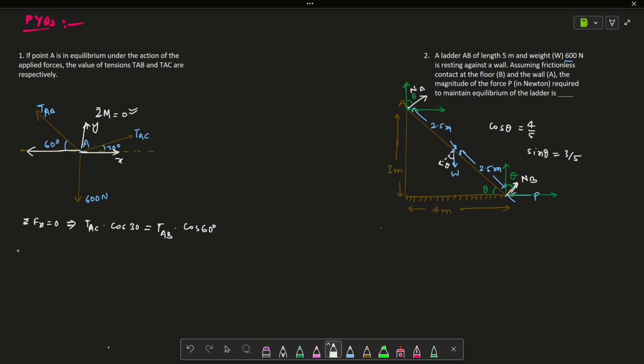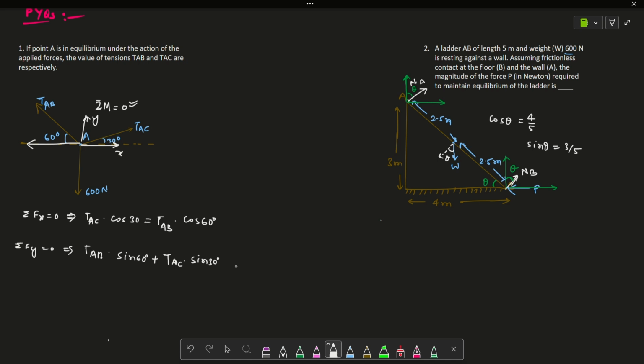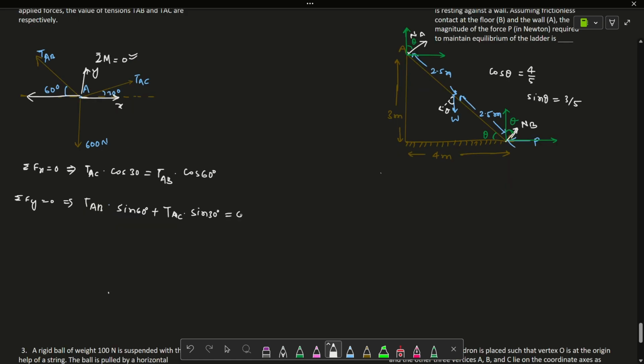And in y direction, when we equate the forces in y direction, it will be like TAB sine 60 degree plus TAC sine 30 degree, and it is equal to 600 Newton.